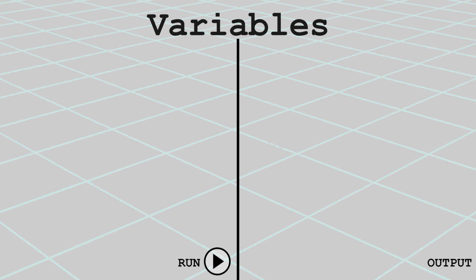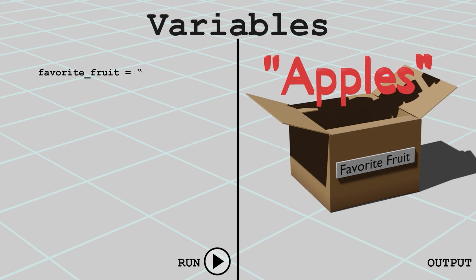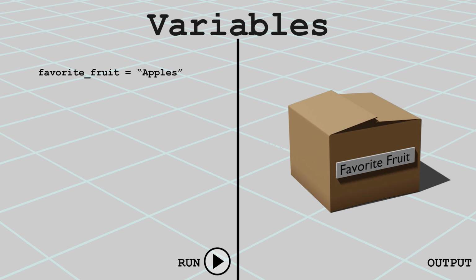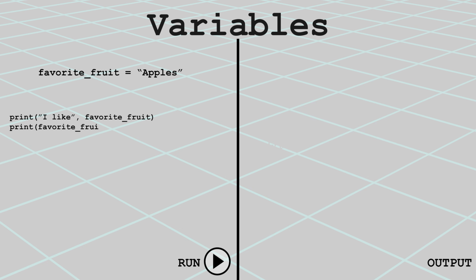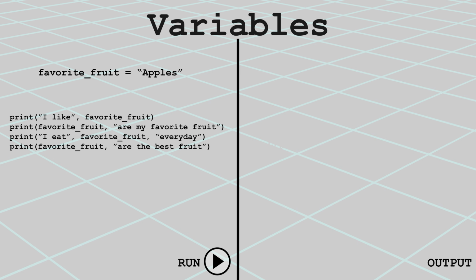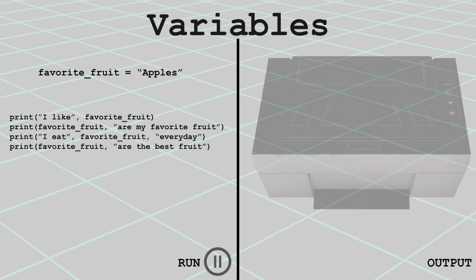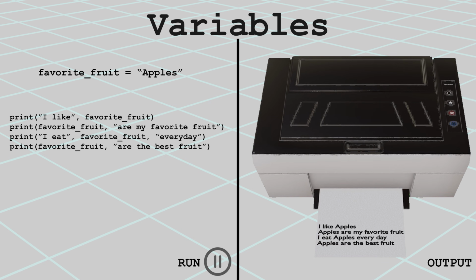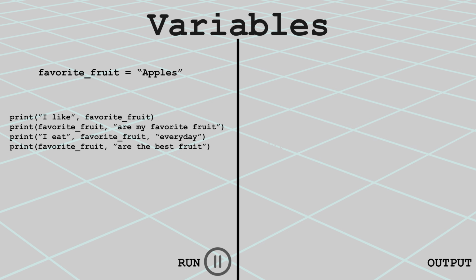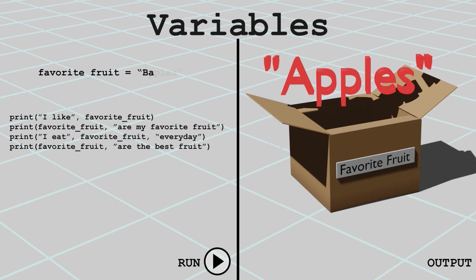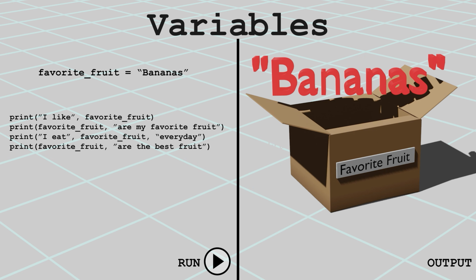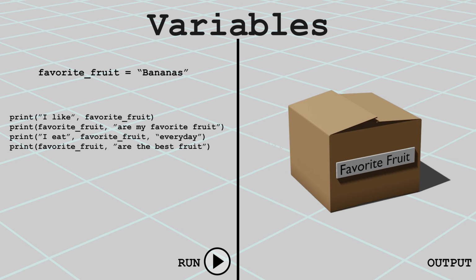Let's instead define a new variable called favorite fruit and assign the value apples, making sure to use quotation marks. We can write our print functions like this, where the variable is outside the quotation marks and separated using a comma. When we run the code, it will print the 4 statements the same way as it did originally. This time, we can easily change our favorite fruit from apples to bananas. This is as if we were taking apples out of our box and replacing it with bananas.